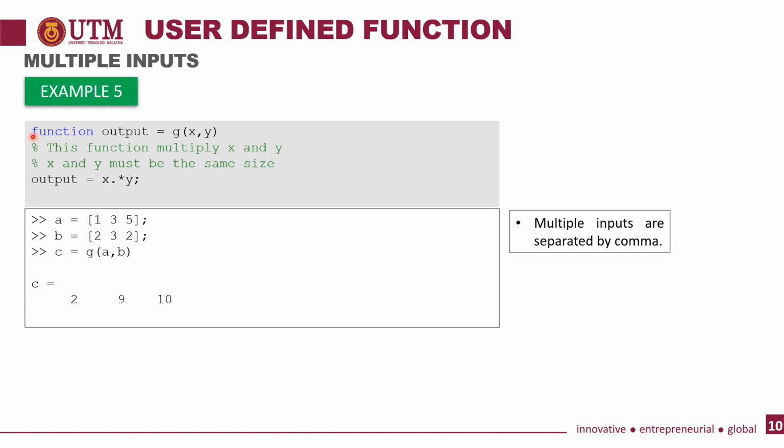As usual, we put the syntax function here, and your output name equals g. If you have multiple inputs, you must separate them by using a comma: x, y. Then for the output you use your inputs: output equals x dot multiplied by y. It means it will multiply all of the elements inside x with all of the elements inside y. If you have multiple inputs in a function, you must put them in normal brackets and separate them by using commas. So that is multiple inputs.